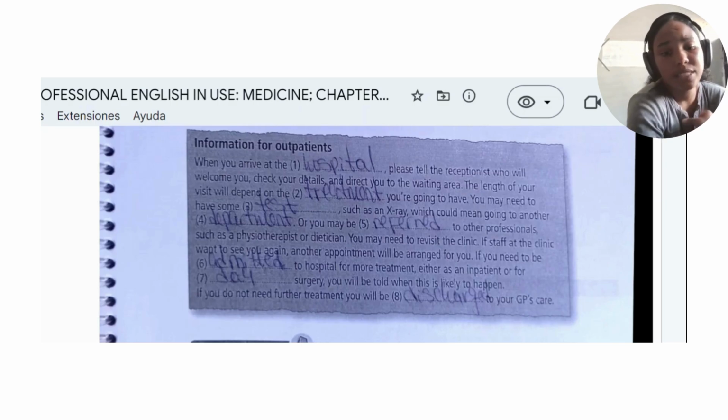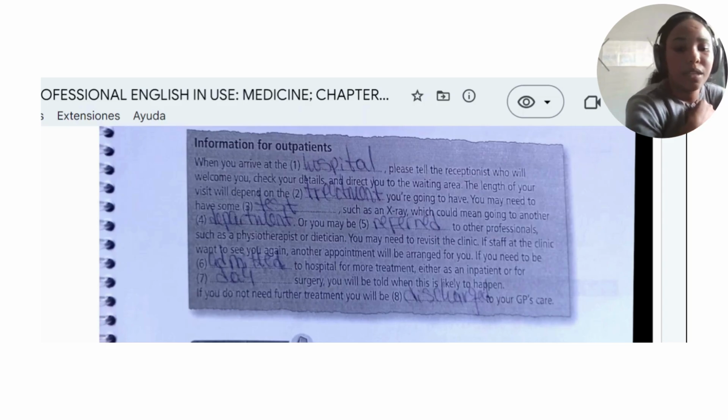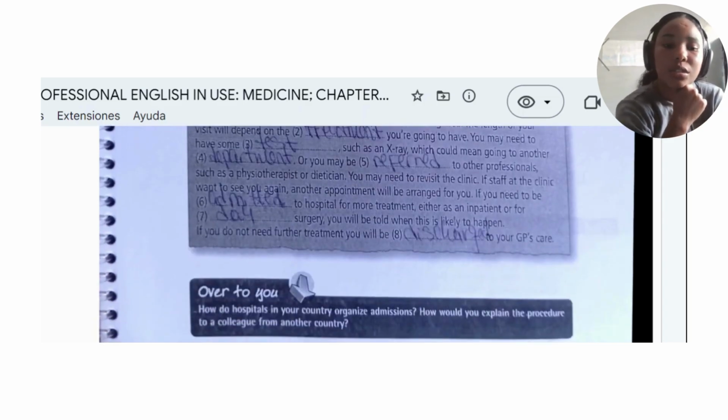You may need to revisit the clinic. If staff at the clinic want to see you again, another appointment will be arranged for you. If you need to be admitted to hospital for more treatment, either as an inpatient or for day surgery, you will be told when this is likely to happen. If you do not need further treatment, you will be discharged to your GP's care.